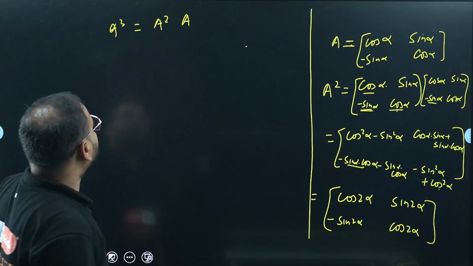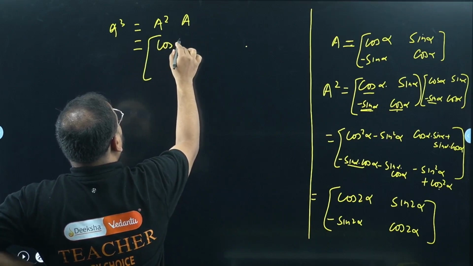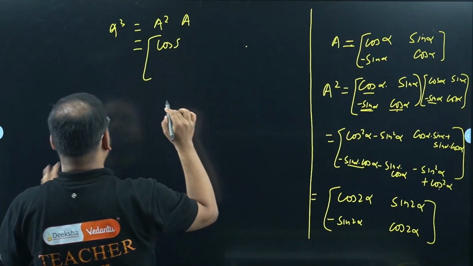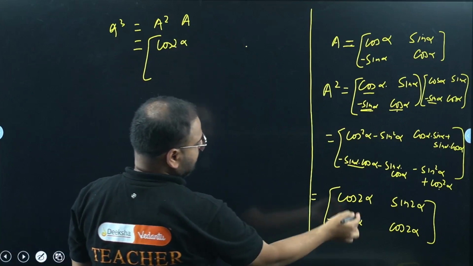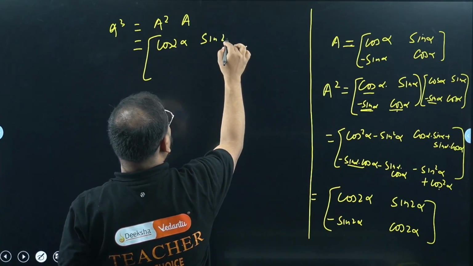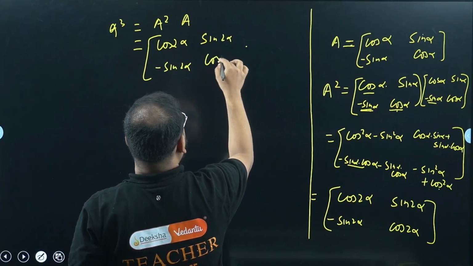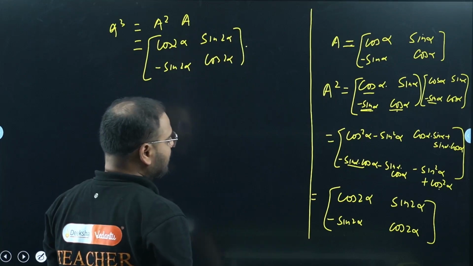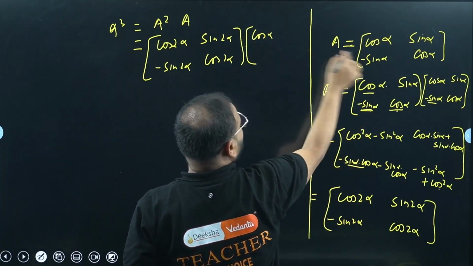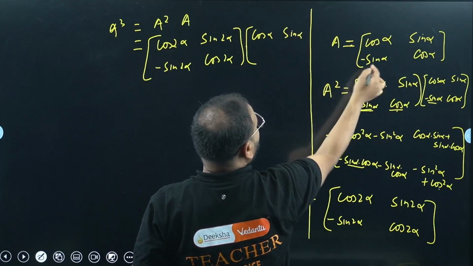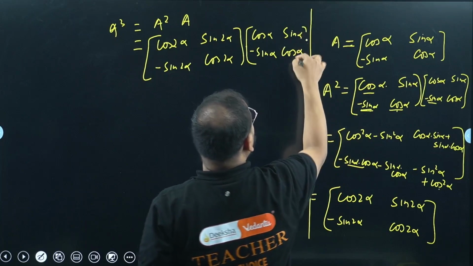A cube will be A square into A. So what is my A square? This part: cos 2 alpha, sin 2 alpha, minus sin 2 alpha, cos 2 alpha. Now what is going to be my A? Same thing I'll write here from here: cos alpha, sin alpha, over here again minus sin alpha and cos alpha.